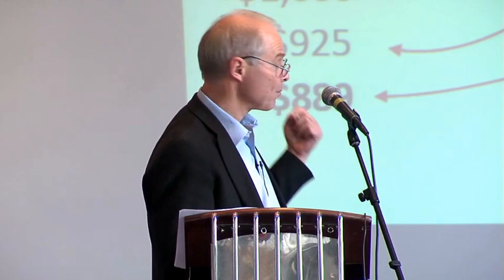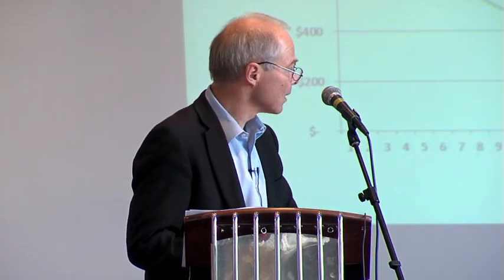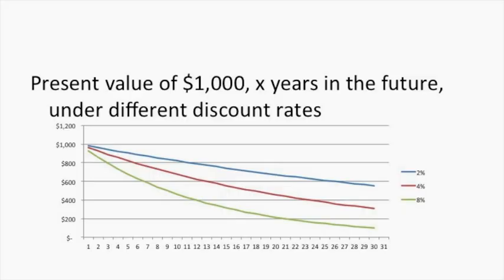And if I plot those values on a graph, I get a downward sloping curve. Along the bottom axis we have the years, and on the vertical axis we have the values. As you can see, it declines. The values in the future are worth less than those in the near term. And that's on the basis of a 4% discount rate. If I use other discount rates, you can see the result there. If it's a 2% discount rate, it declines less, and if it's an 8% discount rate, it declines by more.